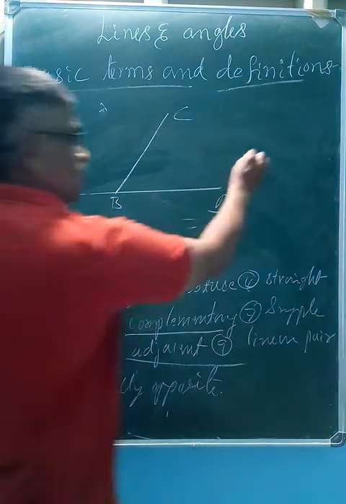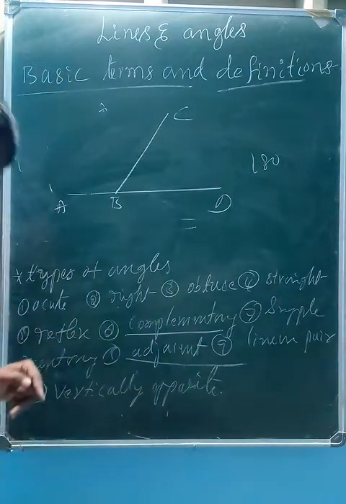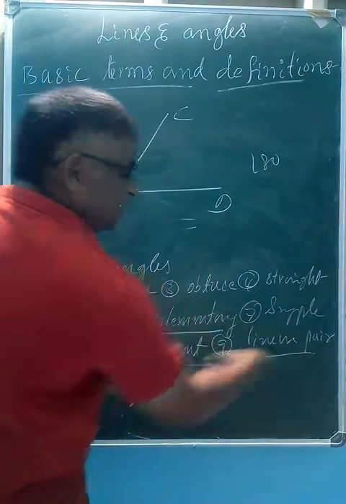When adjacent angles are added, if you get 180 degree, then it is called linear pair.